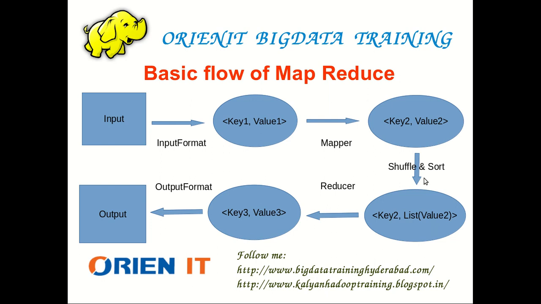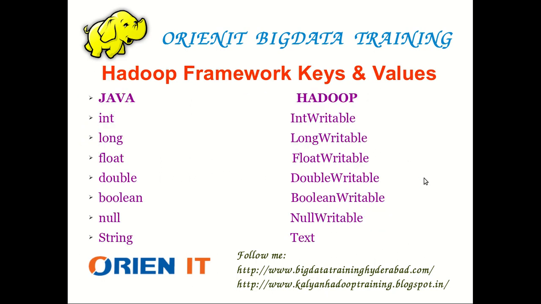Once you have cleared that part, we need to understand what keys and values the framework provides for programming. In Java we see data types like integer, long, double, float, boolean, null, string. The same thing is available in Hadoop also, as keys and values. For integer, Hadoop provides IntWritable. For long, LongWritable. For float, FloatWritable. Double, DoubleWritable. Boolean, BooleanWritable. Also NullWritable and Text.